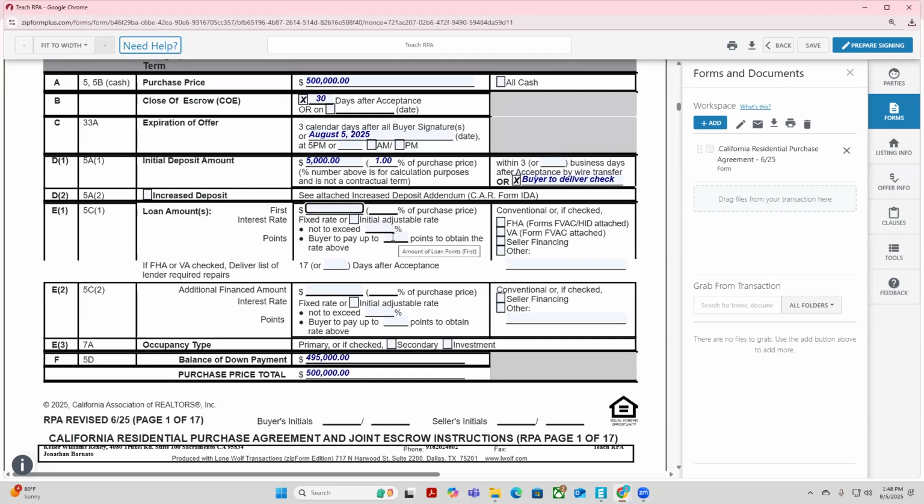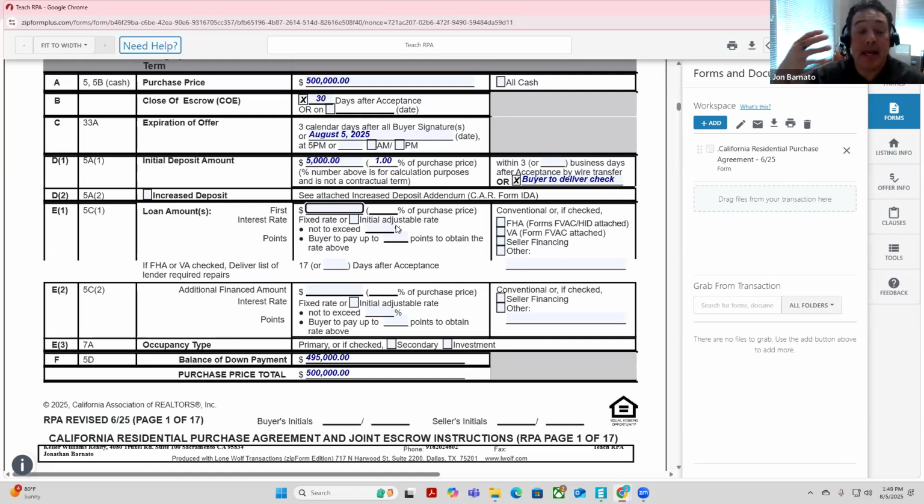17,500. Okay, see, this is where agents make the mistake. This is the loan amount, not the down payment. If we're doing an FHA loan, 3.5% is the down payment, but the loan amount is 96.5% of 500,000, which would be 482,500. Does that make sense?